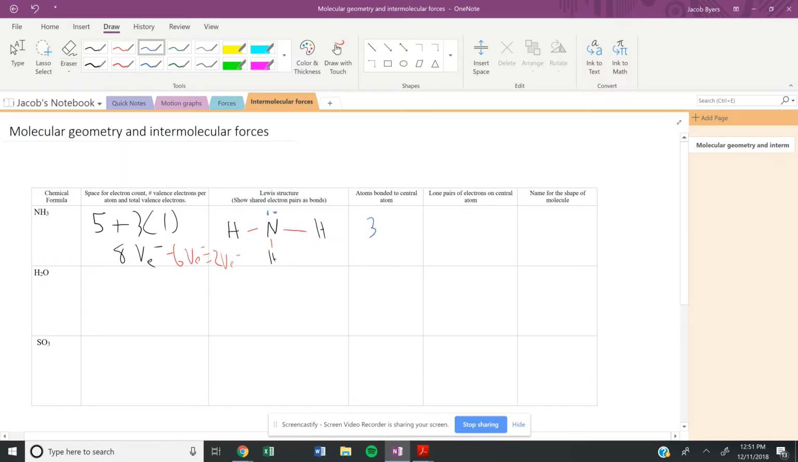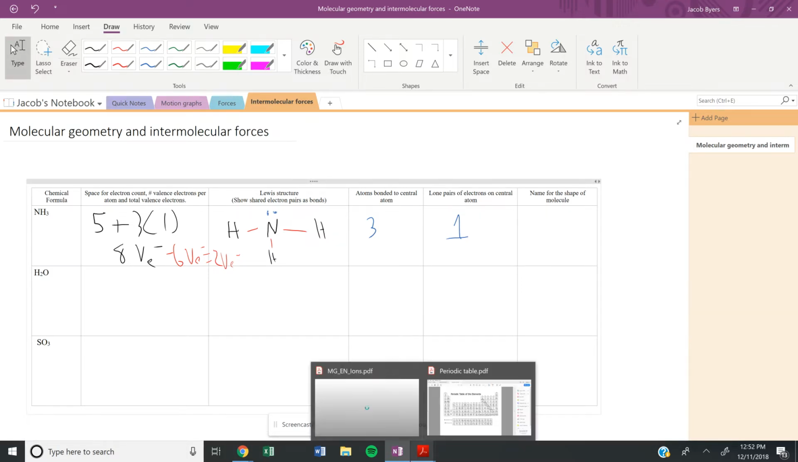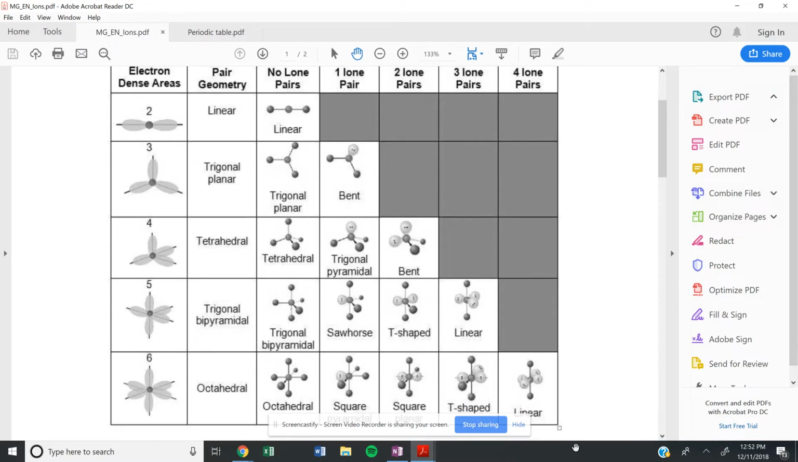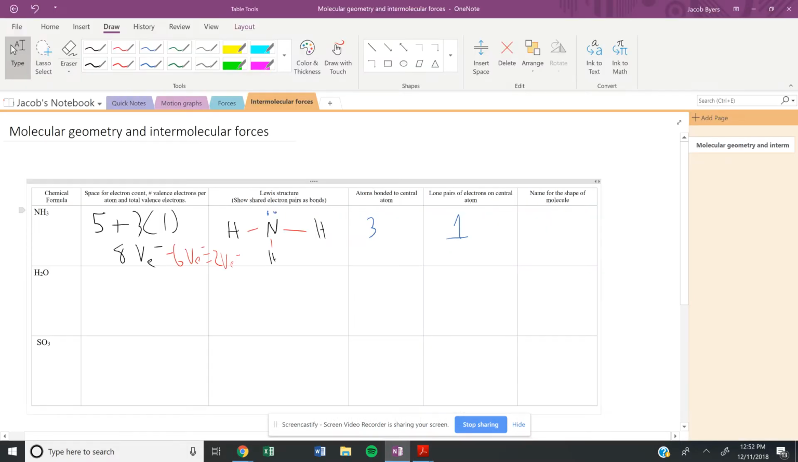There are 3 atoms bonded to nitrogen here, each of those hydrogens, and that 1 lone pair of electrons is still up there. To figure out the shape of our molecule, we have a chart to help us. So we've got 3 bonded atoms and 1 lone pair, so we've got electrons going in 4 different directions, because bonds are made up of electrons, and those lone pairs are obviously electrons. So I've got 4 electron dense areas, or 4 directions with electrons, and 1 lone pair. That's trigonal pyramidal. Go ahead and put that there.